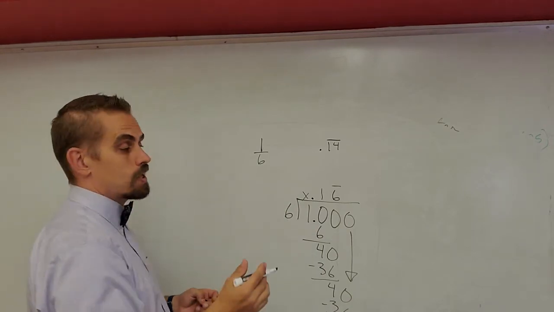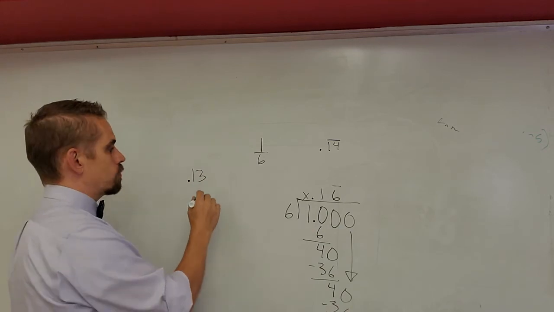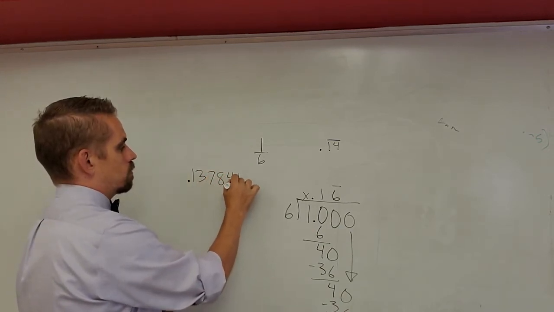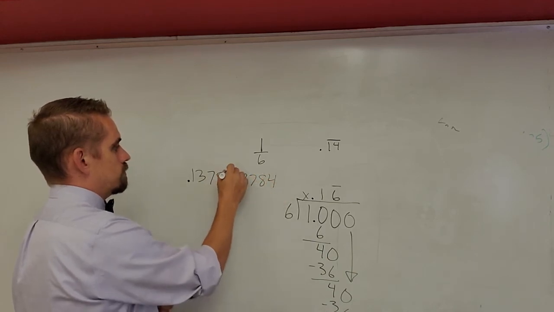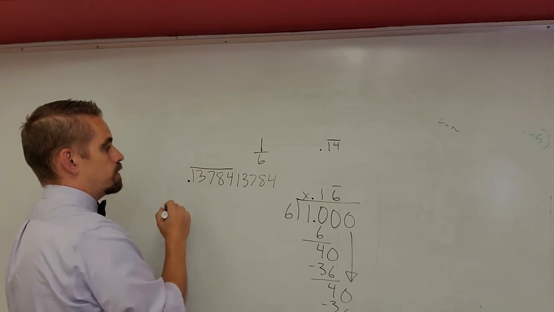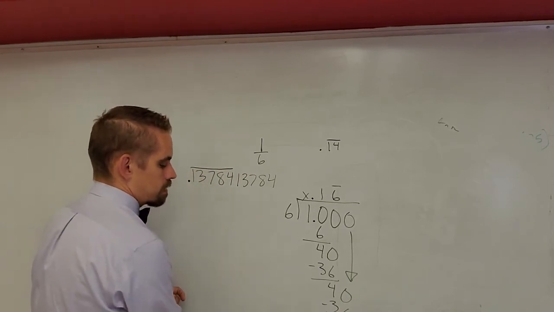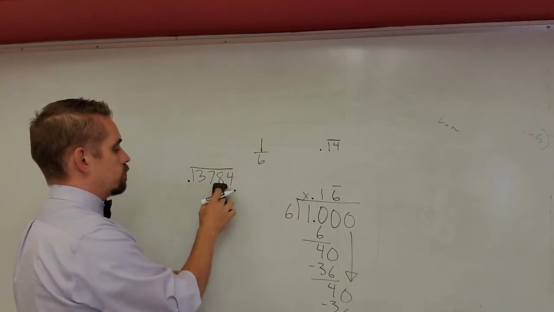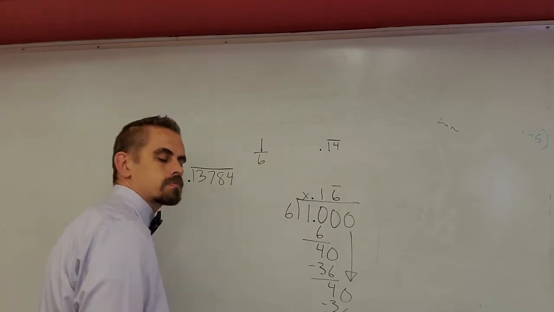Some decimals are like this. Uh-oh, forgot my decimal point. So for instance, 13784, 13784. So you've actually got a repeating decimal that is 5 numbers in length, right? You've got 1 2 3 4 5 numbers, and it'll repeat like that over and over.